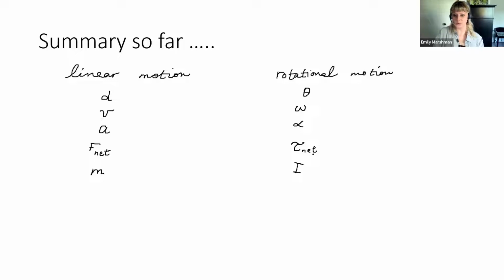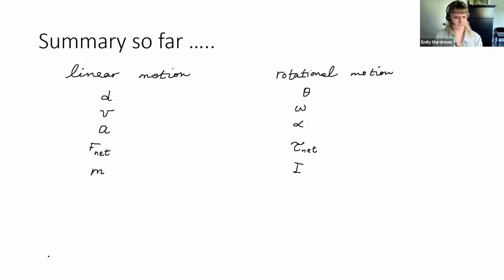So we're going to learn about the relationship between the net torque acting on an object that's spinning, its rotational acceleration, and its moment of inertia or rotational inertia. That's the focus of this lecture today. And these are all of the analogs between linear motion and rotational motion that we're going to learn so far. So let's get into it.